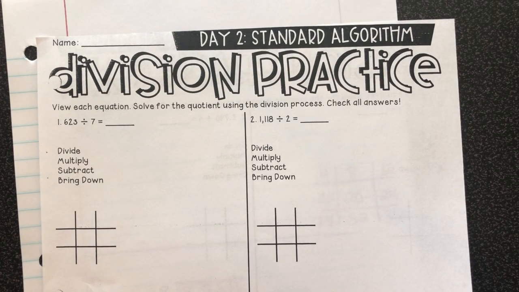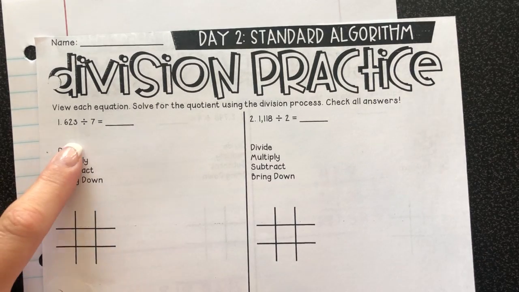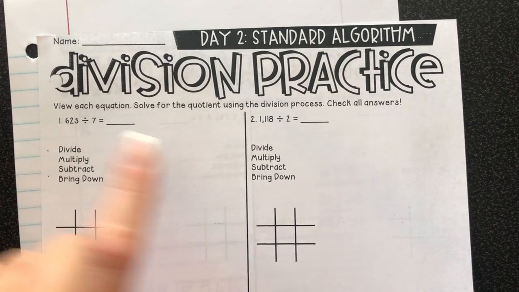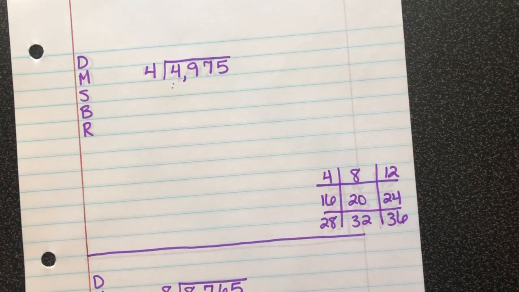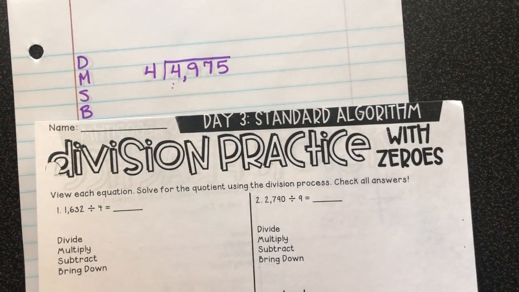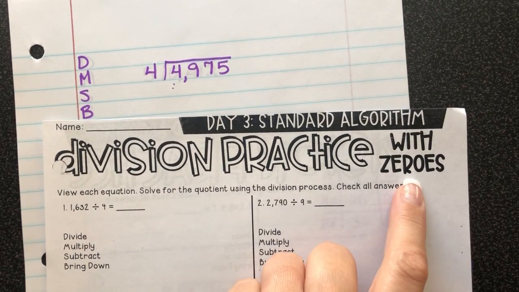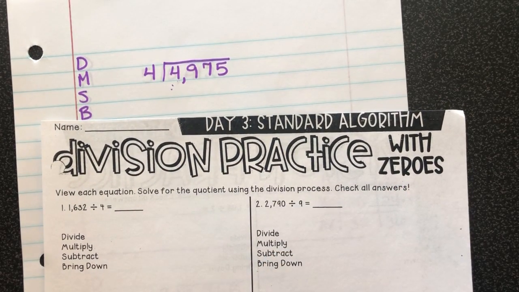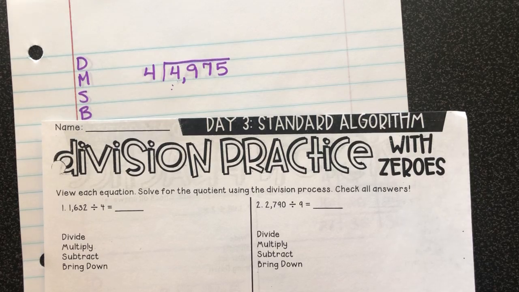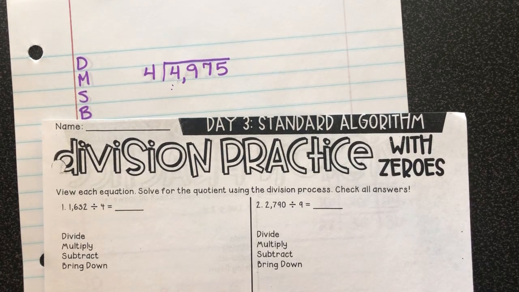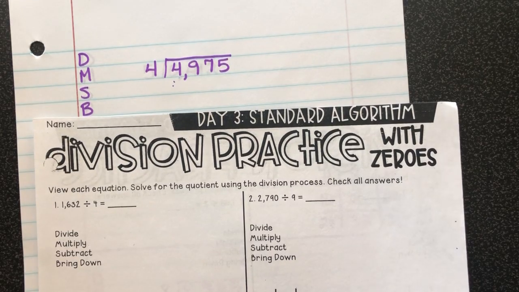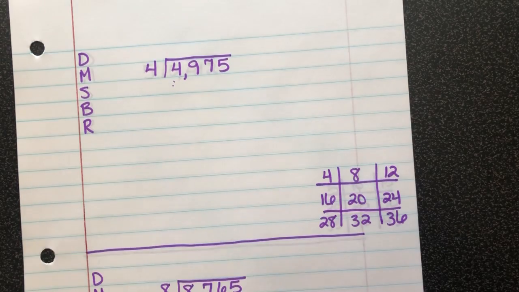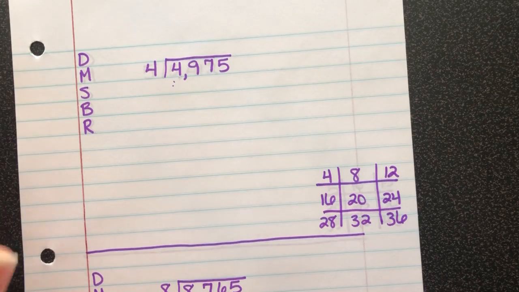This will help you with this page in your packet, the Day 2 Standard Algorithm Division Practice page. The front side of it has a combination of 3-digit division and 4-digit division. The back is going to cover division with zeros, and a couple of problems in this video will have some division with zeros. So this video will help with both sides of this worksheet in your packet. All right, well, let's get started.